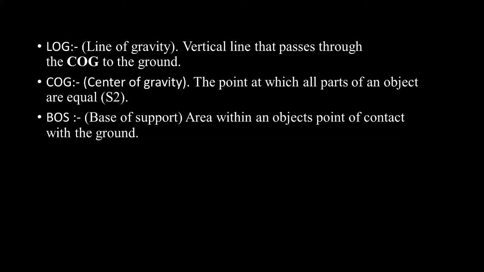Whenever the line of gravity is in close proximity to the segments of the body, only then is that particular joint or segment in a proper posture. The center of gravity is the point where the entire mass of an object is situated. For example, in human beings, the center of gravity is very close to the S2 level.